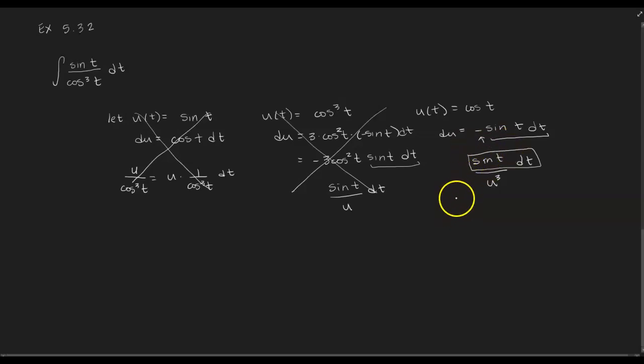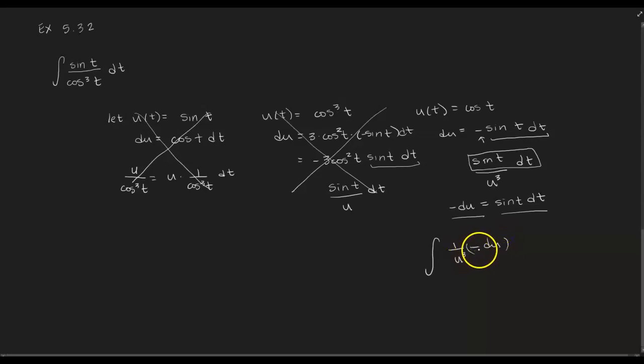We can multiply through by a negative so that we'll have negative du is equal to sine t dt. Then our integral will become, instead of sine t over u cubed, I'm going to write that as 1 over u cubed. And instead of dt, I'm going to pull out my sine t dt and replace that with the equivalent, a negative du.